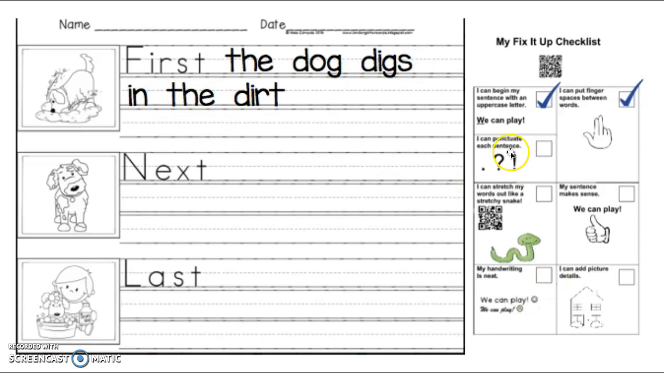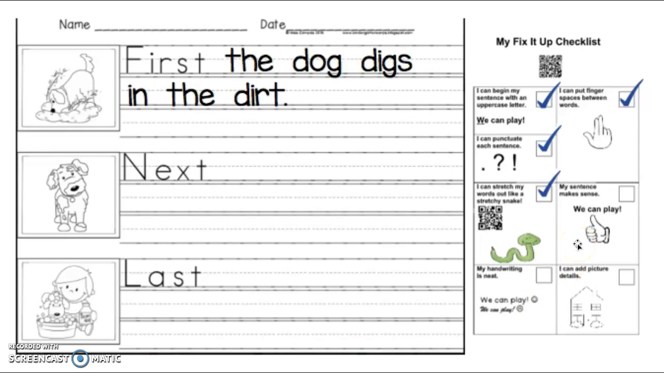My checklist says next I need to see if I can punctuate each sentence. And I know punctuation goes at the end of my sentence. Oh, I must have been going too fast. I forgot. Let me add a period. Okay. I can stretch my words out like a stretchy snake. Well, I stretched dog, digs, and dirt out. So I did that.